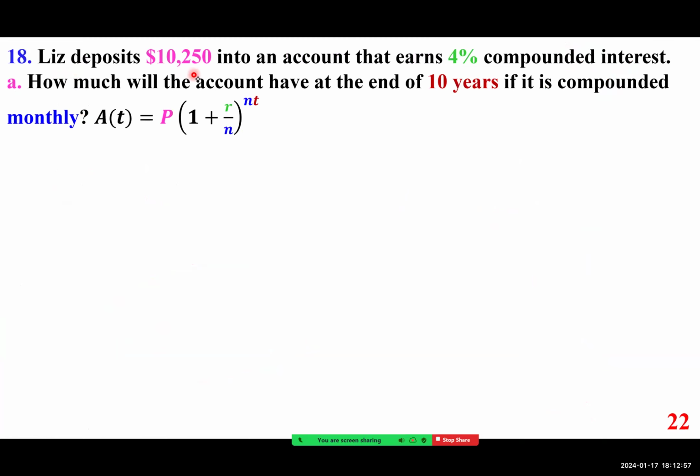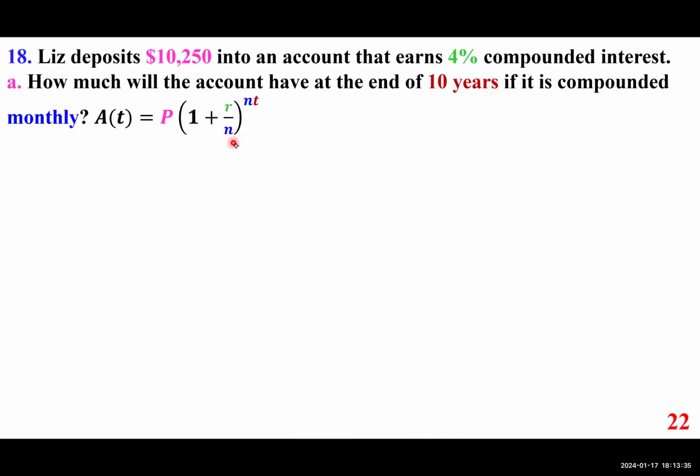This deposits $10,250 into an account that earns 4% compounded interest. How much will the account have at the end of 10 years if it is compounded monthly, and so forth? So first, here's the general formula for compounding. A equals P times 1 plus R over N to the power of NT. P is the principal, R is the rate, N is the number of compounding that takes place per year. So when we say yearly, N is 1. When we say monthly, N becomes 12, and so forth.